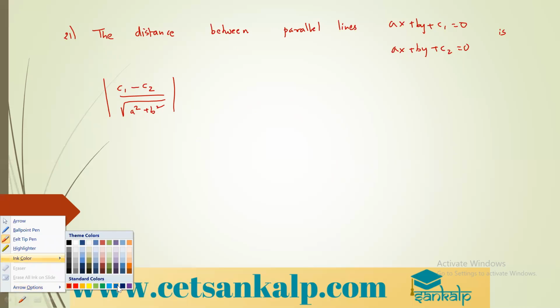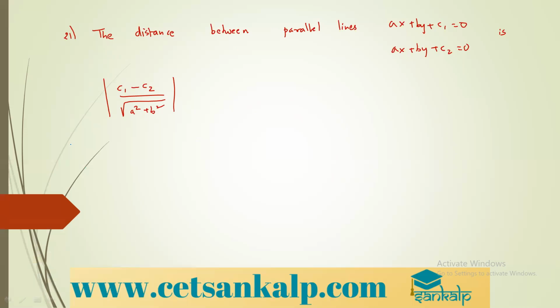So this application we will use in problem. The distance, question number 21. The distance between set of parallel lines. And the parallel lines are 3x minus 4y plus 5 equal to 0 and 6x minus 8y plus 5 equal to 0 is.